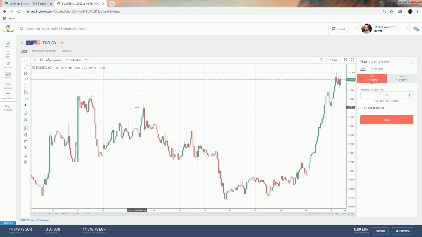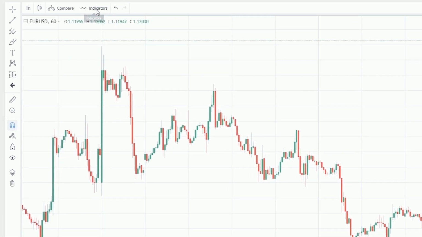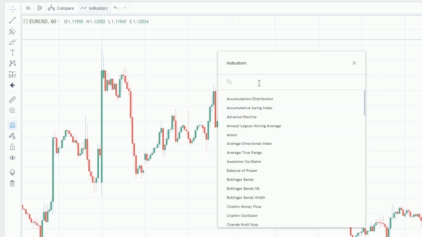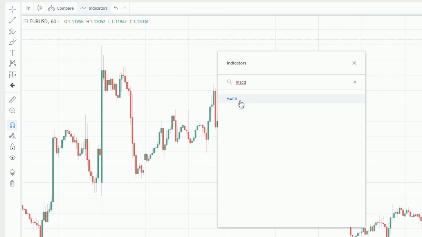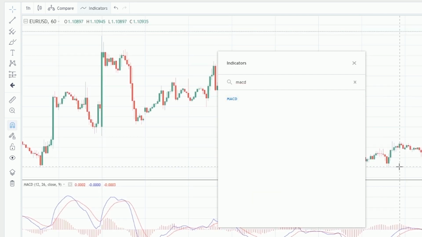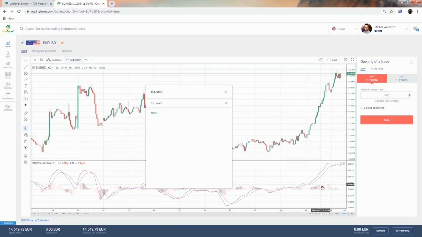Now on the left upper side of the chart window, we have the indicators button. Press on that, a search bar shows up, type M.A.C.D, click, and it is automatically added below our price chart.